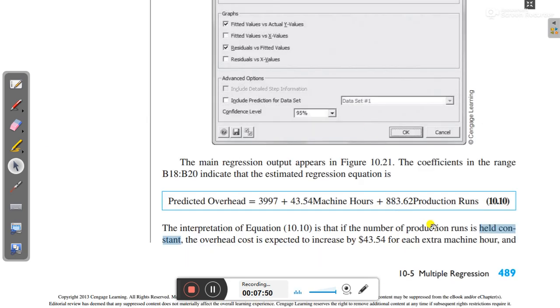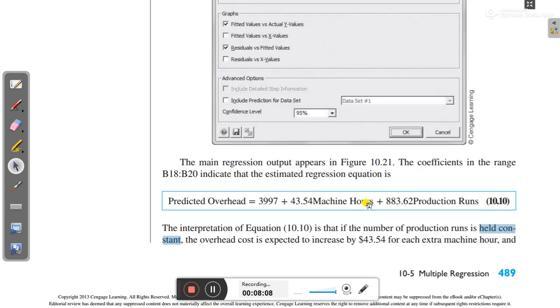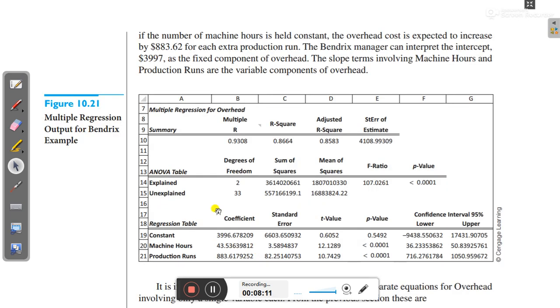So here again you can make some inference that the cost of machine hours might be lesser than the cost of production runs. The Bendrix manager can interpret the intercept 3997 as the fixed component of overhead. Whatever you keep at 0 or something else, the fixed overhead is 3997. The slope terms involving machine hours and production runs are the variable components of the overhead.